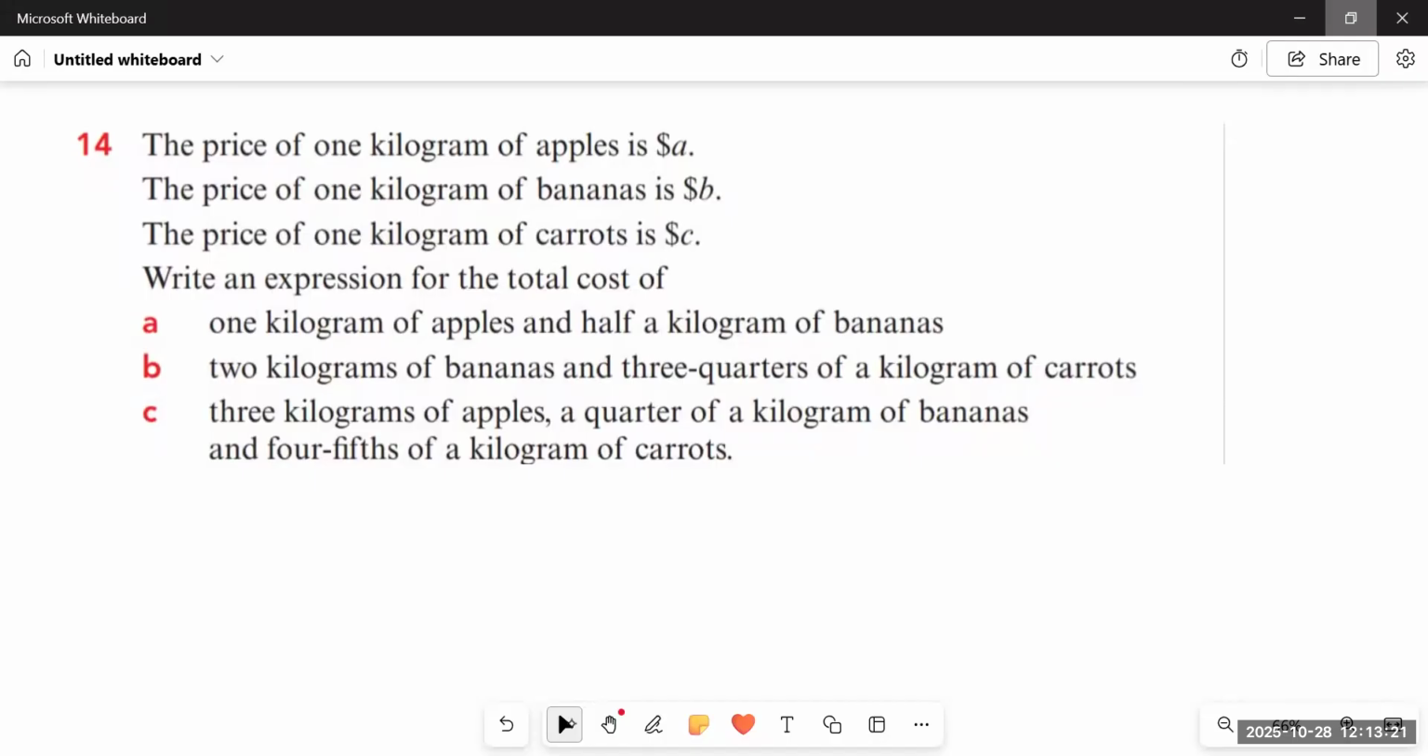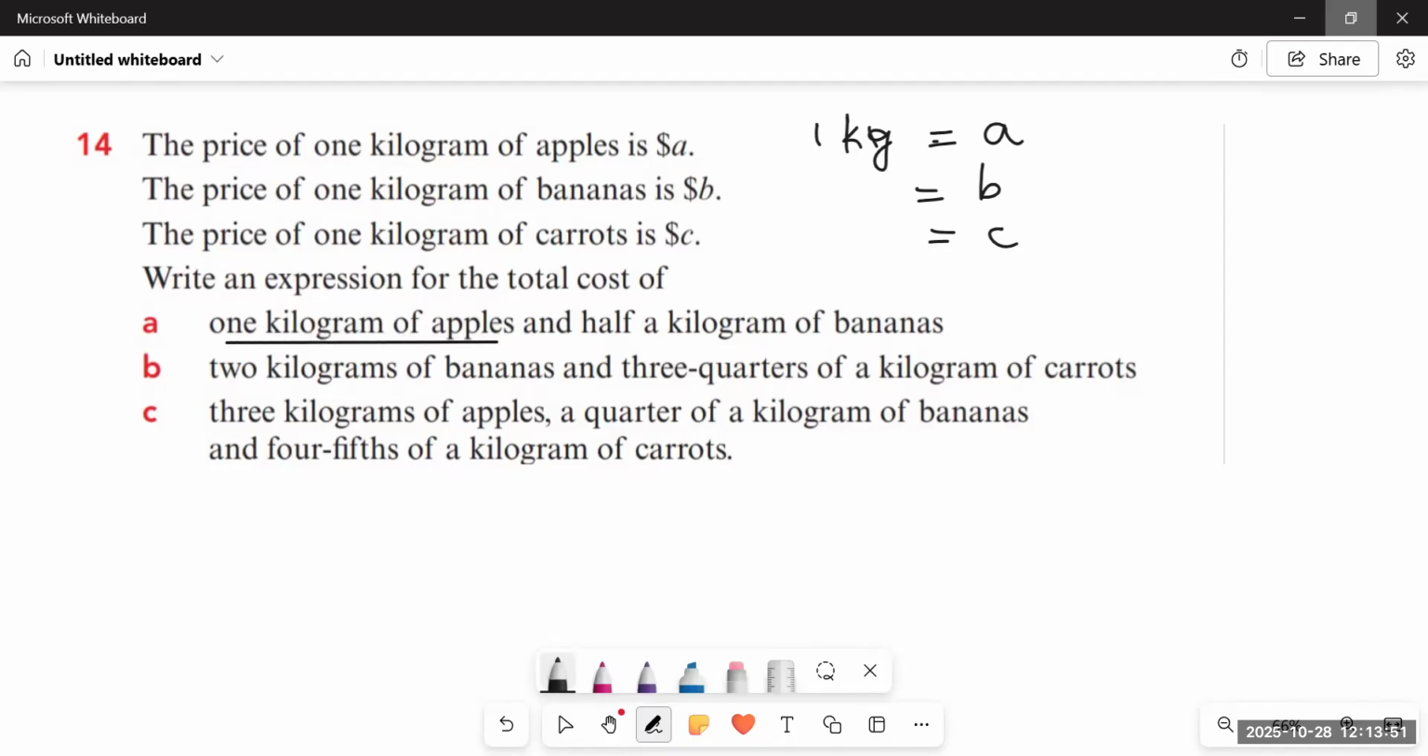Question number 14 is exactly the same. The price of 1 kilogram of apples equals A. 1 kilogram of bananas is B. 1 kilogram of carrots is C. As their names start from these letters, they have used the same variables. A for apple, B for banana, C for carrots. So it's not difficult to memorize it. Write an expression for the total cost of 1 kilogram of apples. So it's 1A. You will write A. 1A and A are the same. We do not write 1 with the variables. It's obvious that the coefficient is 1.